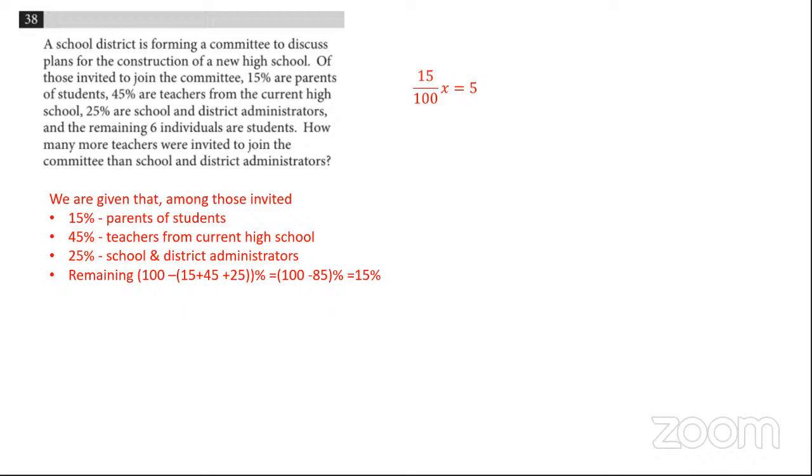What is the remaining percentage of invitees? So it is 100 minus (15 plus 45 plus 25). What is that amount? 85. So 100 minus 85, that is 15. So there is 15% remaining. So 6 students constitute this 15%. Do you get my point? So we are given that 15% of those invited are actually 6 students.